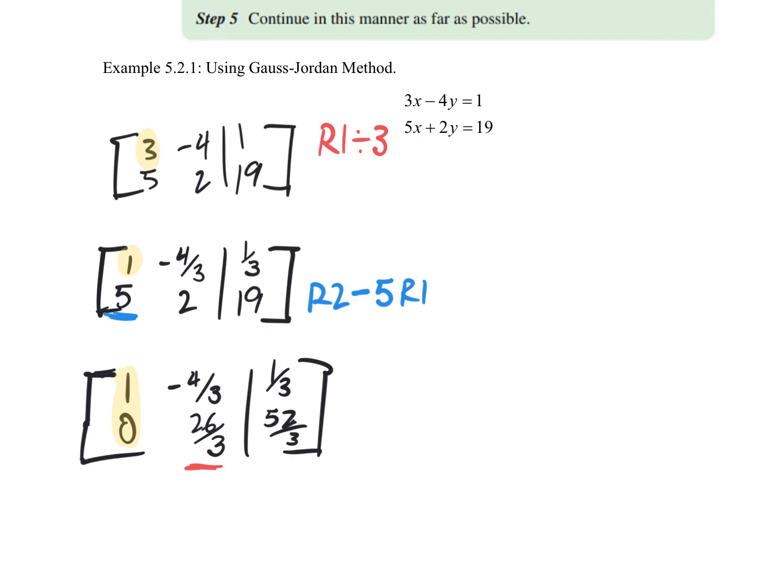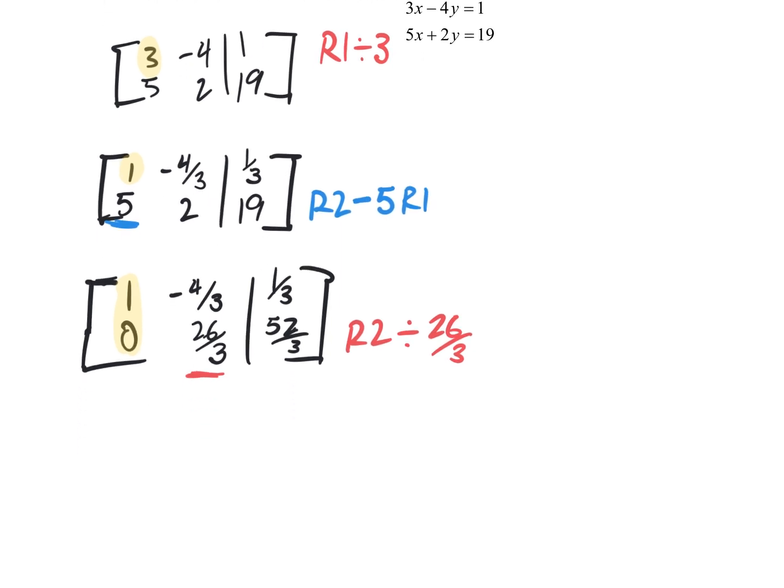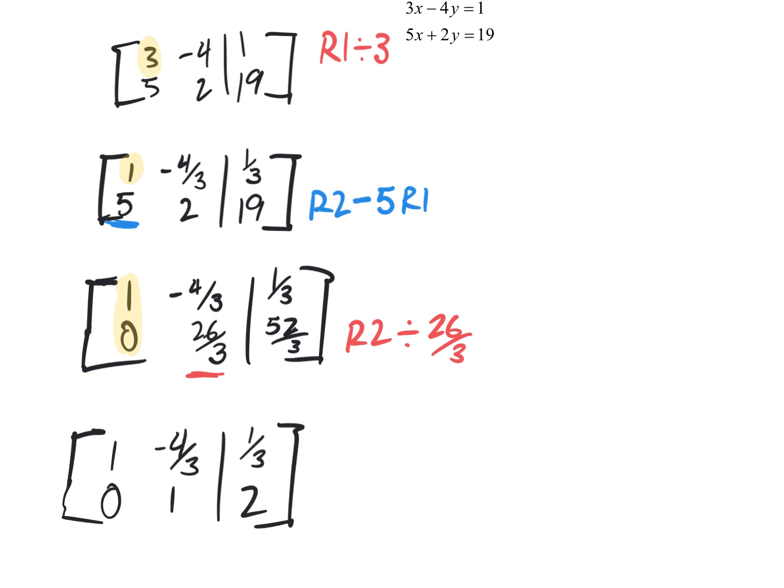So by turning this diagonal into a 1, we're going to do R2 divided by 26 over 3. You can also multiply by 3 over 26. It's the same meaning. Let's see where we're at now. This matrix is going to look a little bit nicer, but not necessarily our final product: 1, -4 over 3, 1/3, and 0, 1, 2. Interestingly enough, now we're almost to our row echelon form.